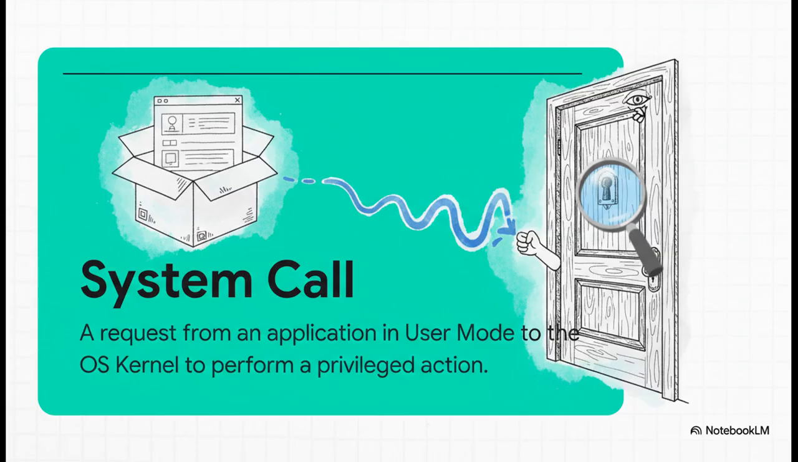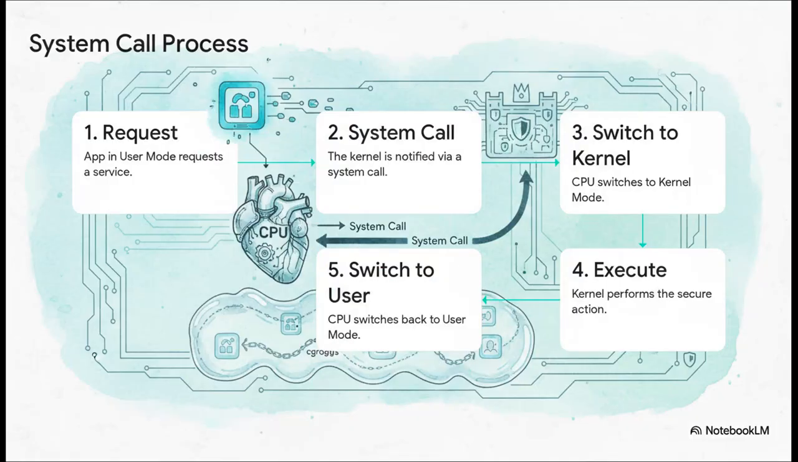So what if an application in that restricted user mode needs to do something important? Like, say, save a file to the disk. It can't just barge into kernel mode and do it itself. So instead, it makes a formal, polite request to the kernel. This request is called a system call. It's basically the application knocking on the kernel's door and saying, "Excuse me, could you please do this sensitive task for me?" And here's exactly how that little dance works.